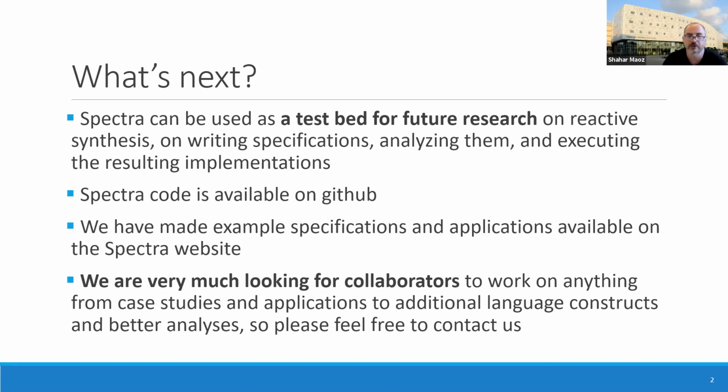The Spectra code is available on GitHub. You can find it there. And we've made some more example specifications and applications available on the Spectra website that you can try out. And finally, we're very much looking for collaborators that work on anything from case studies and applications to just using Spectra to do something. And of course, also to contribute from within, so to consider additional language constructs, better analysis. Please feel free to contact us about that.